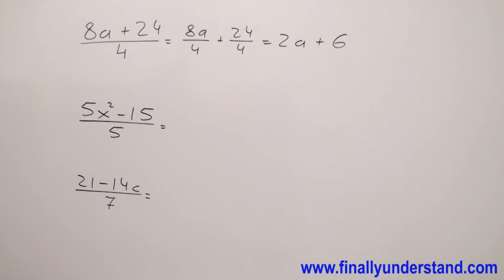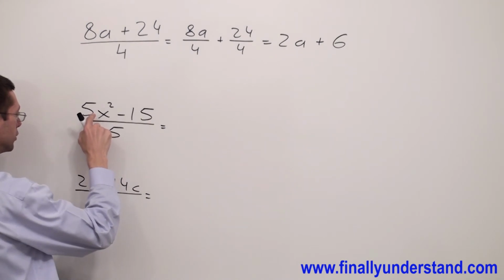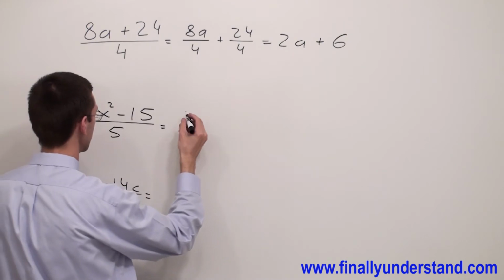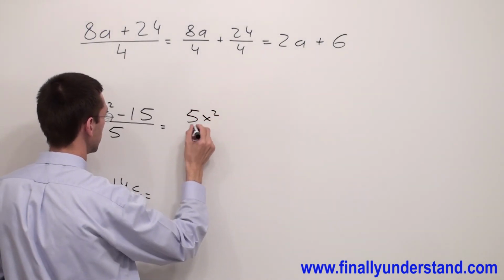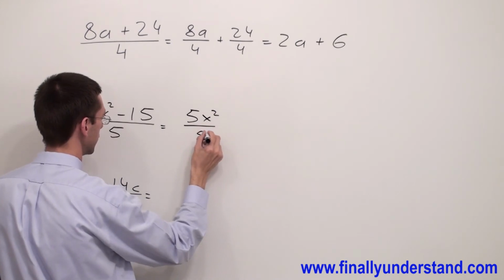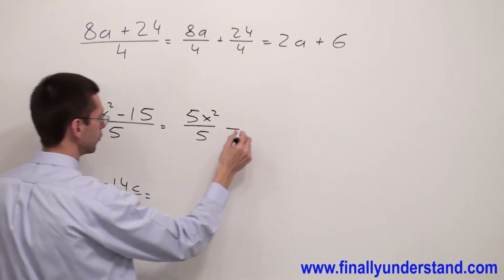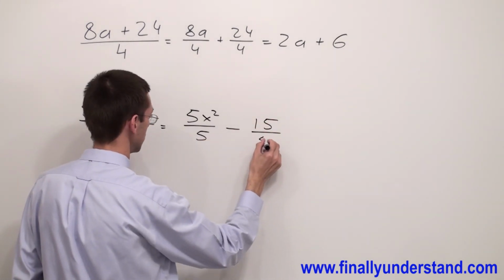Let's take a look at the second example. Again, we're supposed to divide every single term from the numerator by the denominator. So I have 5x squared, I have to divide by 5, keep the sign, negative sign, 15 over 5.